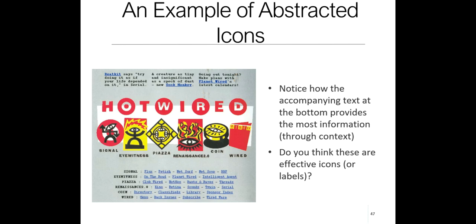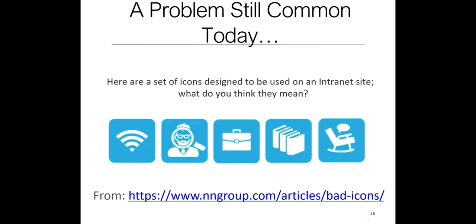So, not surprisingly, this particular design did not last long, and the icons were essentially tossed out, as were the text, and it became much more straightforward and simplified. People were lost, because where would I go to read an article, Eyewitness or Signal? You wouldn't know where to go for the most part. And I would say, I don't even really need to ask this question about do you think these are effective icons or labels? No, clearly the answer is no. This is still potentially a problem.